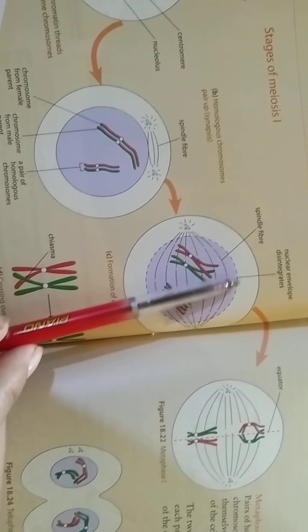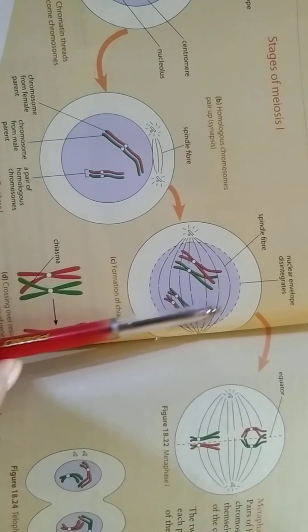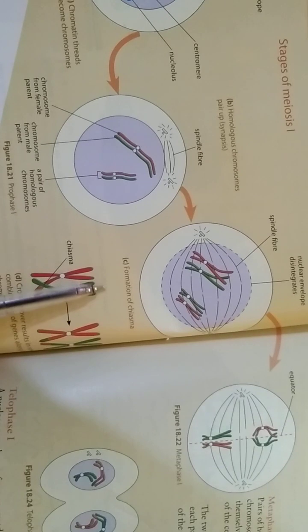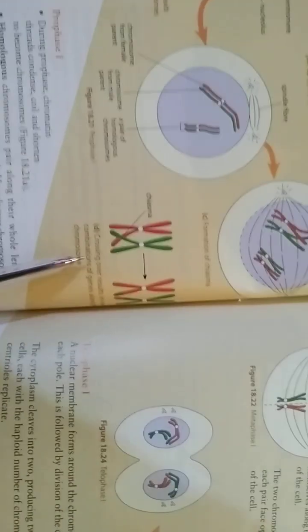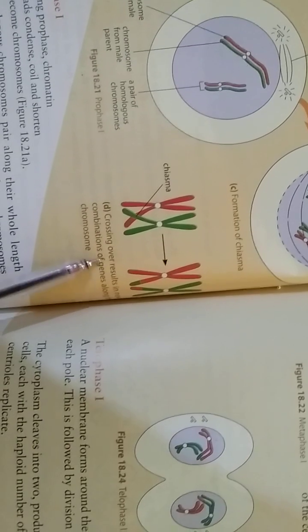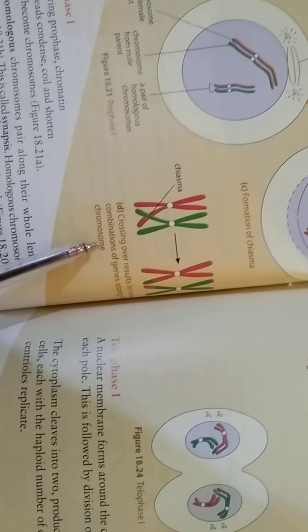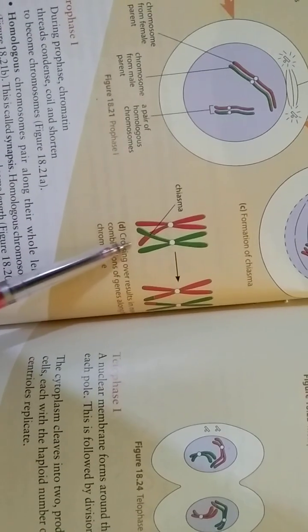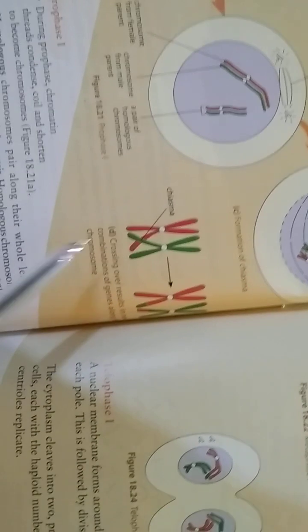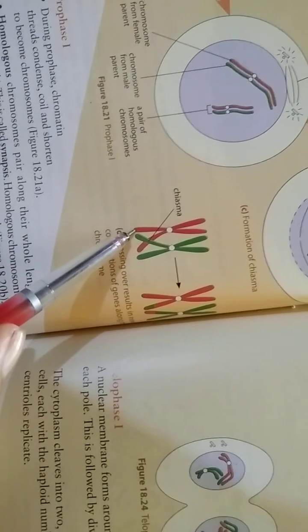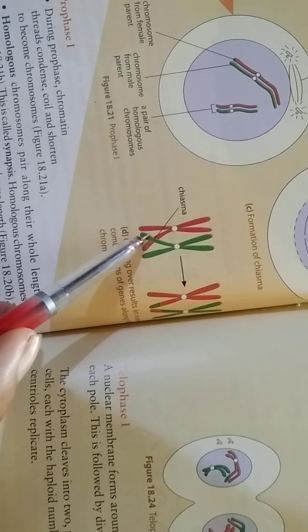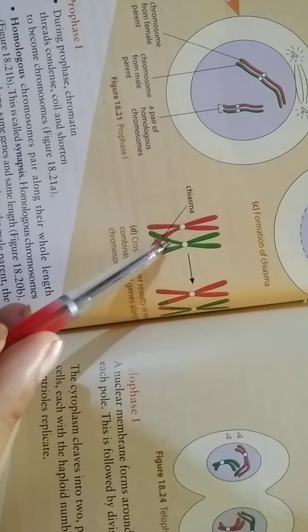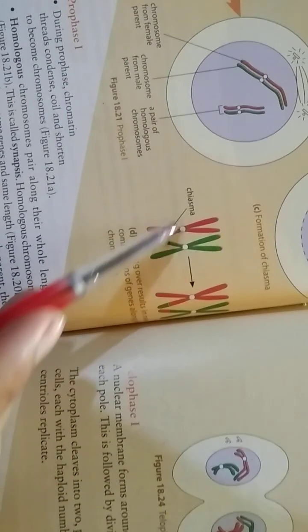The nuclear envelope disintegrates. Formation of chiasma. Crossing over results in a new combination of genes along the chromosomes. At the ends of the chromatids, one chromosome and another chromosome cross each other and mix the hereditary genes. This is the chiasma point.